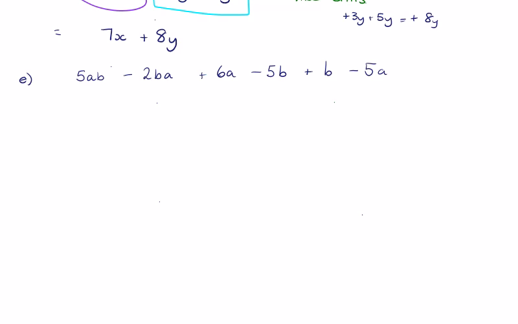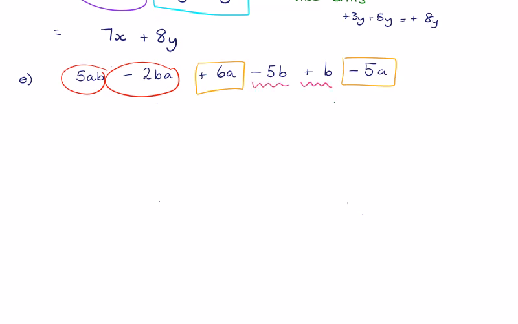So, let's put all the like terms together. So I've got that one, minus 2ab, no more. I've got a 6a and a negative 5a. And then I've got a negative 5b and a plus b. So let's write it. And I'm going to swap this b and the a around so it makes it look easier. I've got a plus 6a minus 5a minus 5b plus b.